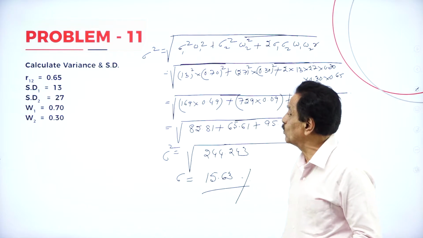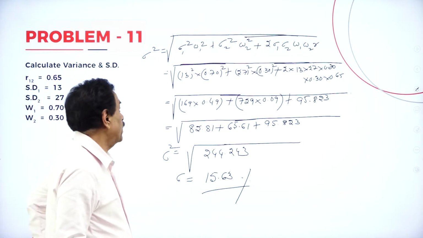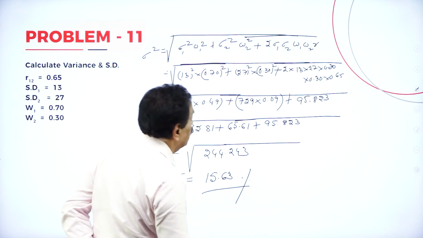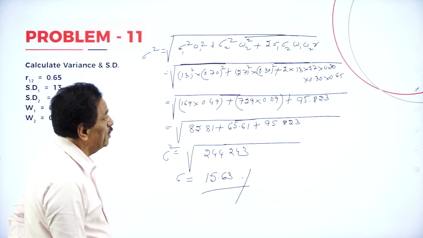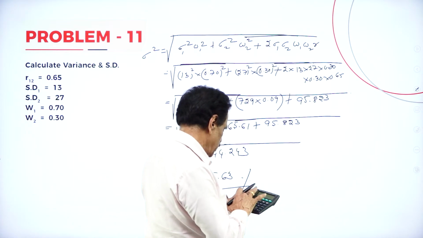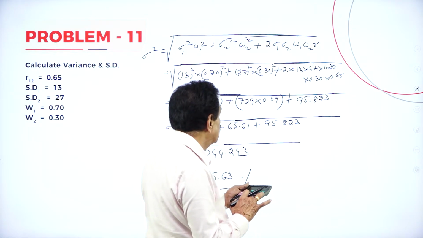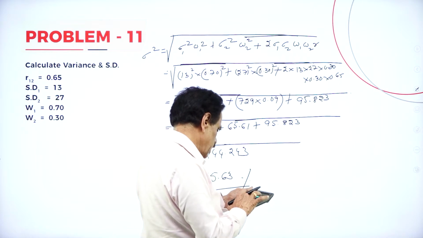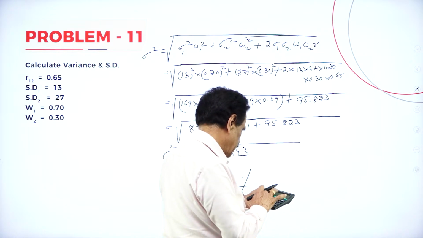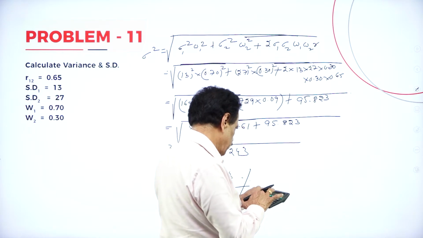So this is the way a 10 marks question comes in examination. So this equation you must understand: standard deviation 1 square W1 square, standard deviation 2 square W2 square, 2 into standard deviation 1, standard deviation 2, W1, W2 into R. So here 2 into 13, we can check this: 2 into 13 into 27 into 0.70 into 0.30 into 0.65.